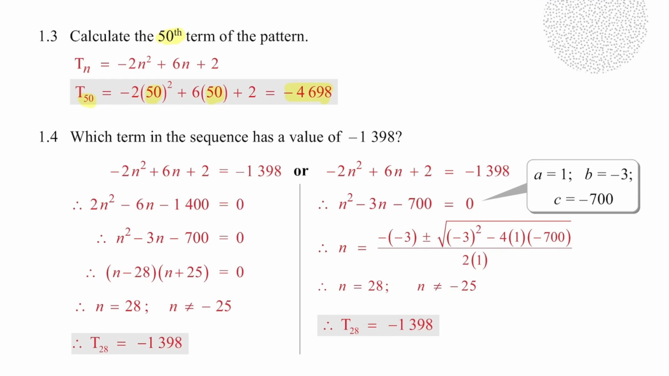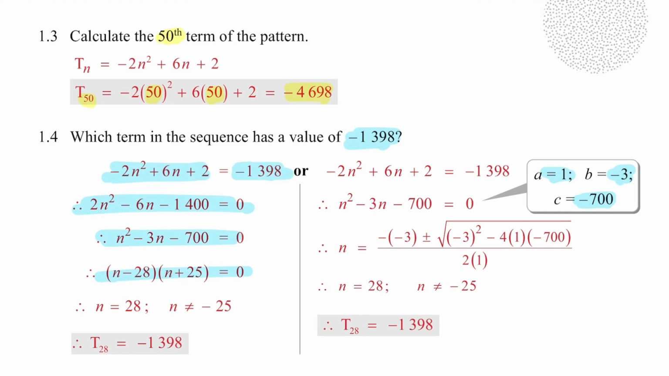The reverse logic to that would be when we are given the value of the term, so in this case, in 1.4, we are given the value to be minus 1,398, and now we have to work out the possible values of n. So we are going to equate the formula with the value of the term. We're going to put all of that onto the same side of the equation so that the equation equals naught, in other words, standard form, and put that equation into its simplest form. We will then either factorize, or we will make use of the fact that we can see that the value of A is 1, the value of B is minus 3, the value of C is minus 700.